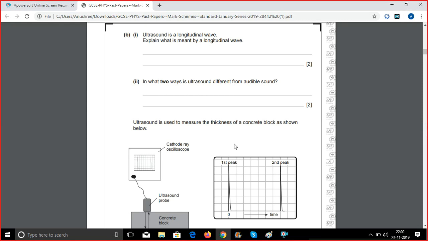But it's written as in what two ways is ultrasound different from audible sound? So first, it's frequency. You can say that it's above the threshold, so it's different from audible sound. Second, you can describe its wavelength, but it's mainly dependent on frequency. So ultrasound has a higher frequency than 20,000 hertz, and it has a smaller wavelength, because they are inversely proportional to each other.